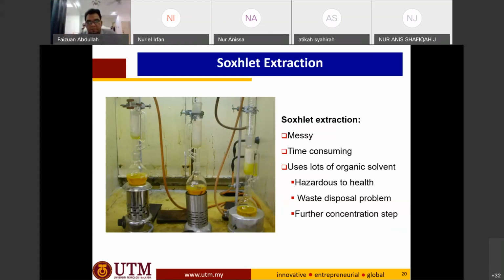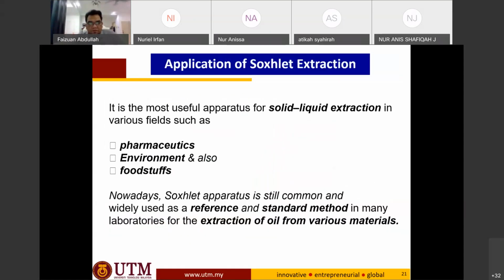All right, so this is how the Soxhlet extractor looks like. Okay, it is messy, time consuming, and uses a lot of organic solvent. Similarly, it consumes a lot of organic solvent and is hazardous to health. Waste disposal problem and further concentration. So it is the most useful apparatus for solid liquid extraction in various fields such as pharmaceuticals. And nowadays, Soxhlet apparatus is still common and widely used as a referee and standard apparatus for the extraction of oil from various materials.